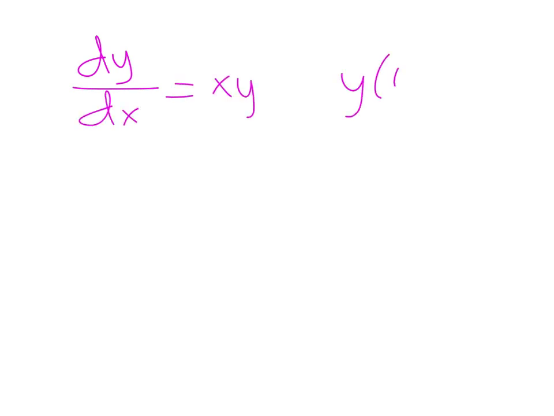Alrighty friends, so today we're going to solve some initial value problems using separation of variables type stuff. So here's the problem that we're going to start with. We're going to start with dy/dx is xy and y of 0 is 1. So my first job is to separate the variables. So let's go ahead and divide by y and multiply by dx.